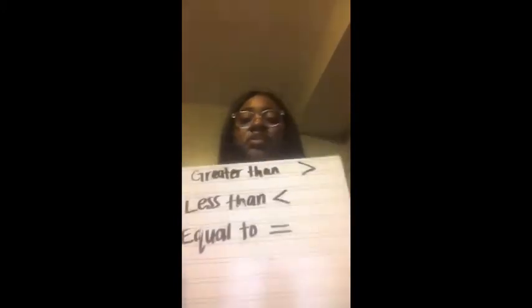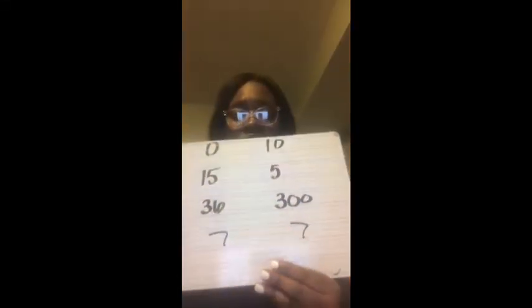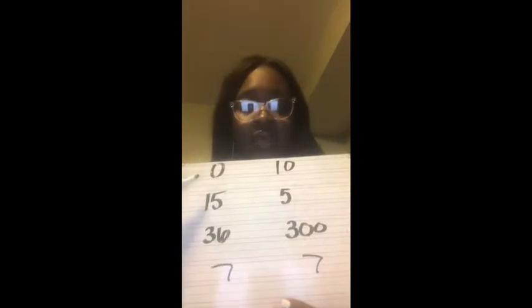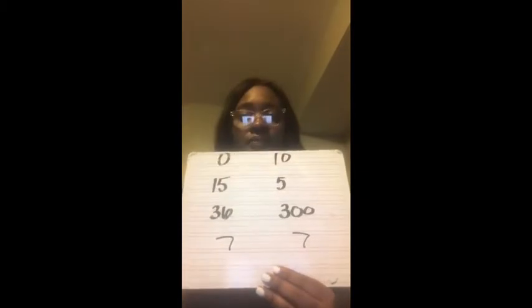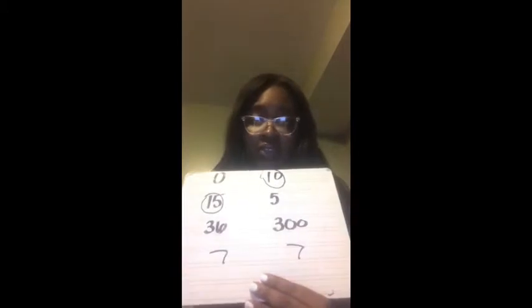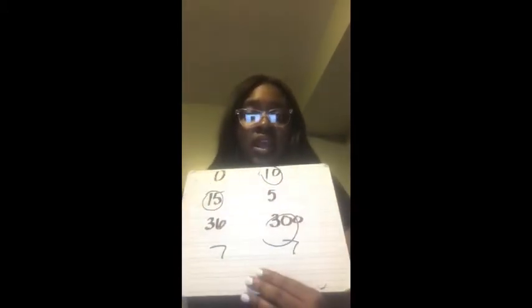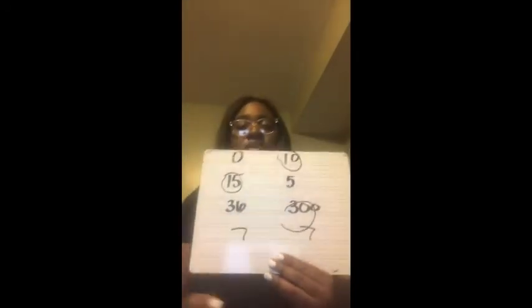Okay, so I wrote a few right here on my board, and I'm just going to show you, and we're going to do them together first by circling, and then we're going to use our symbols. So, my first one is 0 and 10. Can anyone tell me which one is bigger? Alright, good job. We're going to say our 10 because it is. 15 and 5. We've got 15. 36 and 300. It's our 300. And 7 and 7. Neither is greater because they are the same. So we can start with that one.